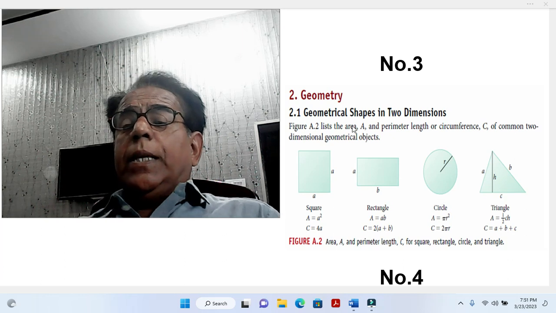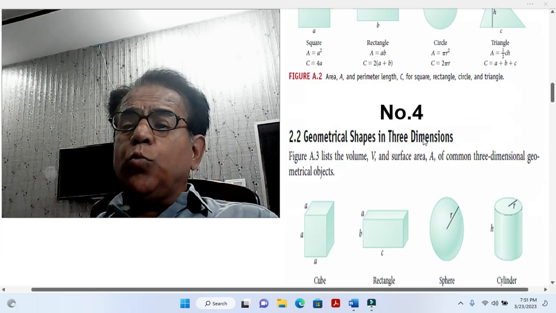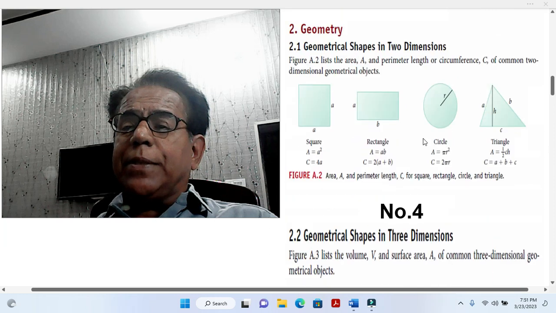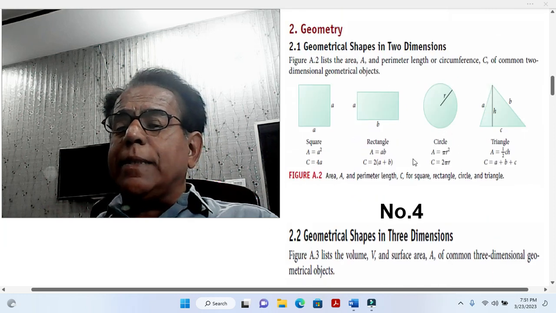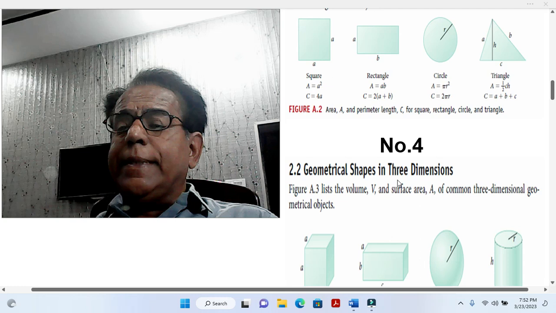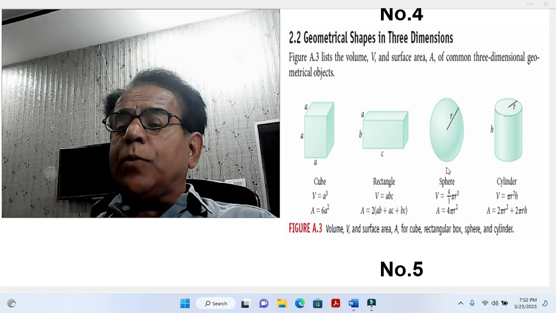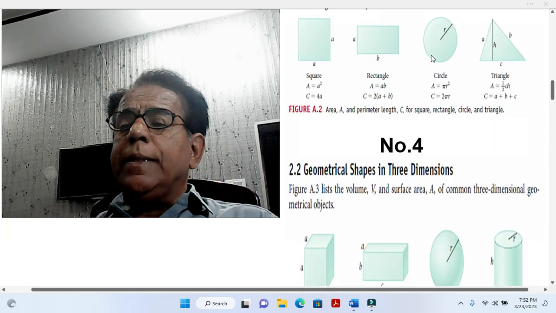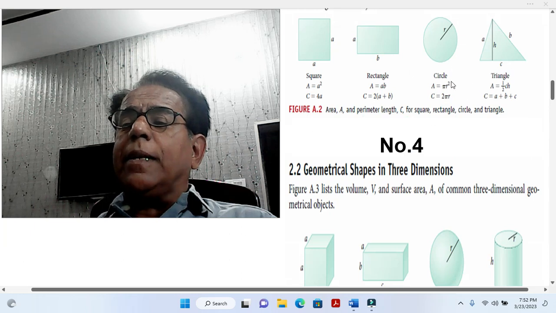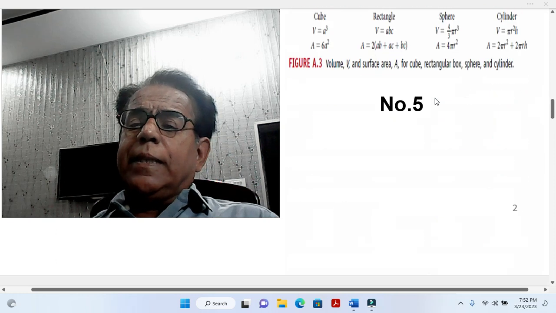Tool number 3 is geometrical shapes in 2 dimensions, and tool number 4 is geometrical shapes in 3 dimensions. In 2 dimensions, for a circle, area is equal to pi r squared and circumference is equal to 2 pi r. While for geometrical shapes in 3 dimensions, area is equal to 4 pi r squared, while volume is equal to 4 by 3 pi r cubed. This is a sphere, this is a circle, we are concerned with the circle. I think it is enough.